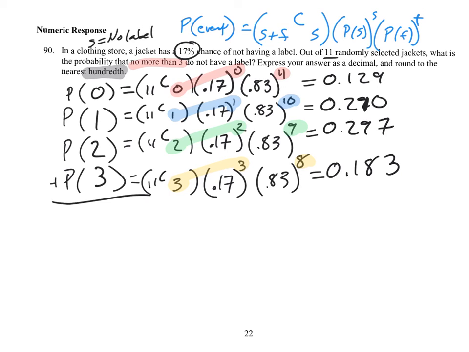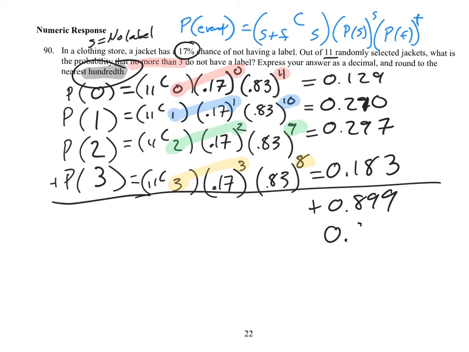Now remember, we have to add up all of these probabilities. If you add all these up, you get 0.899. Remember, we're going to round to the nearest hundredth, which gives me 0.90, which you could just write as 0.9. So there's a 90% chance that you get either 0, 1, 2, or 3 jackets that have no label. Out of 11 randomly selected jackets, there's a 90% probability that no more than 3 do not have a label.